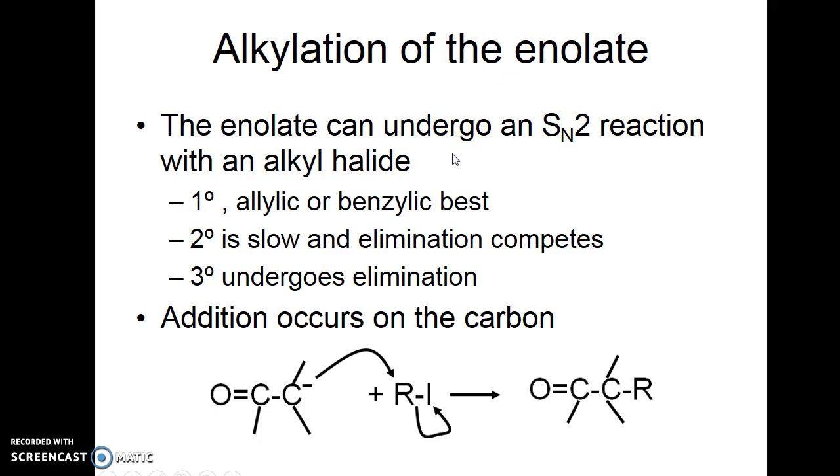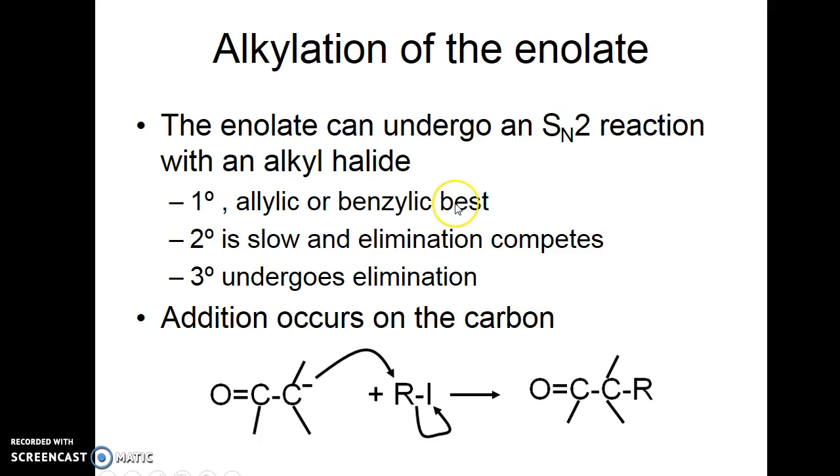When we undergo alkylation of the enolate, we need to remember that it is an SN2 reaction. So primary, allylic or benzylic is best. Secondary is going to give you some problems because elimination is going to compete. And tertiary will not go. You're going to have elimination only occur. Look and see what happens in this alkylation. Here's the enolate, and it's doing SN2 on an alkyl halide. Notice the effect is that you're putting an alkyl group alpha to the carbonyl.